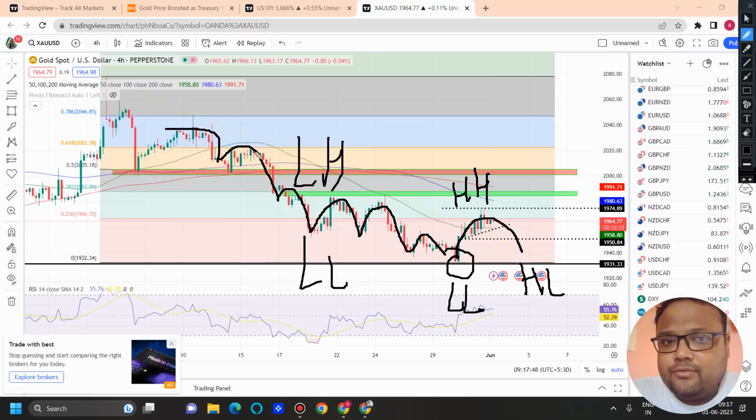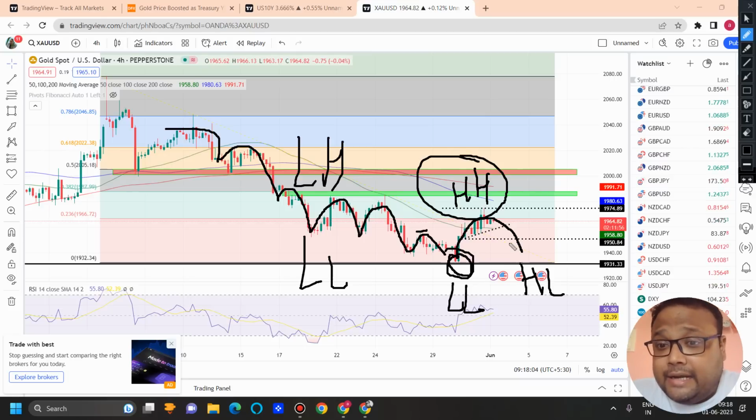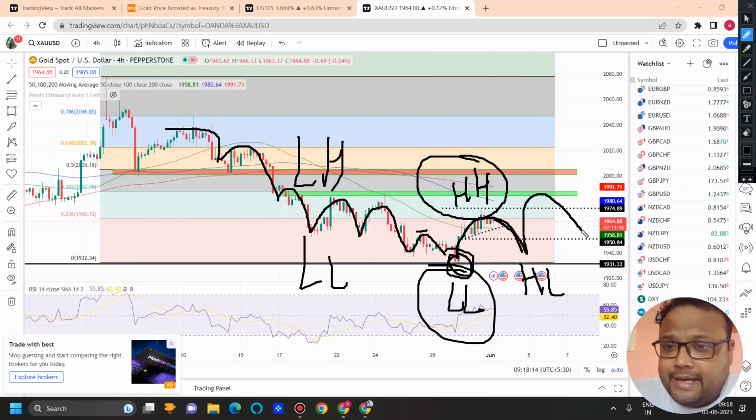Okay, so gold was in a downtrend. Gold was forming lower highs and lower lows. Here also the market formed a lower low like the previous time, but when the market bounced, gold broke the previous high and formed a higher high. And next time when gold comes down, if gold forms a higher low instead of a lower low, there's a high chance that by next week we will see a trend reversal on the chart of gold. This is how we can identify or spot a trend reversal on charts. So the next low of gold will be very important.